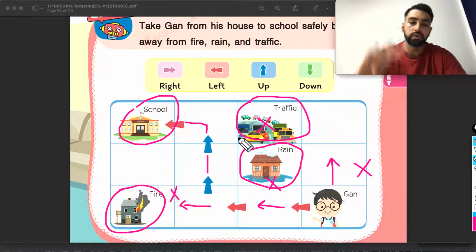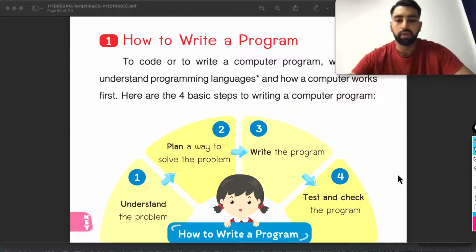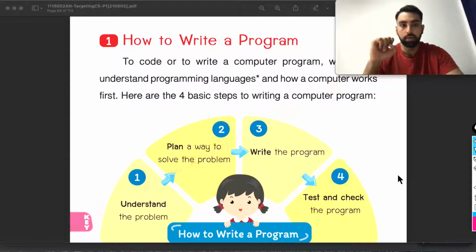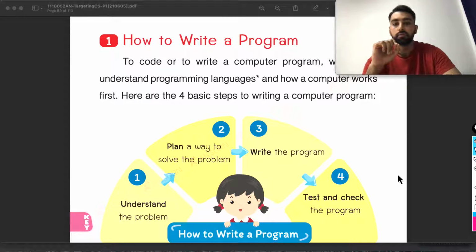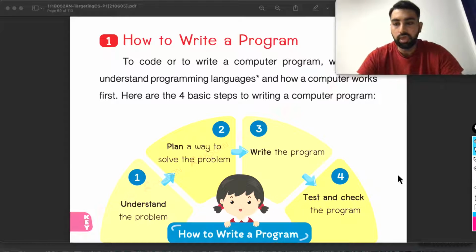Now we're gonna learn how to make a program and how to write a program. When you write a program, you have to be careful and follow 4 steps. Whenever you write a program, which can be coding or anything else, you have to follow these 4 steps. Number 1 is understand.